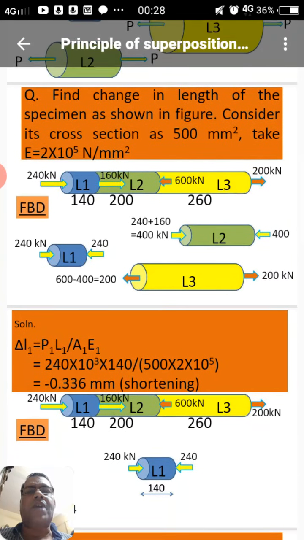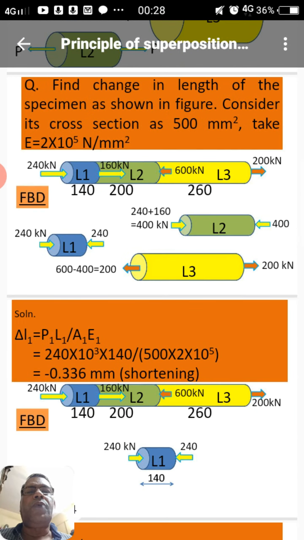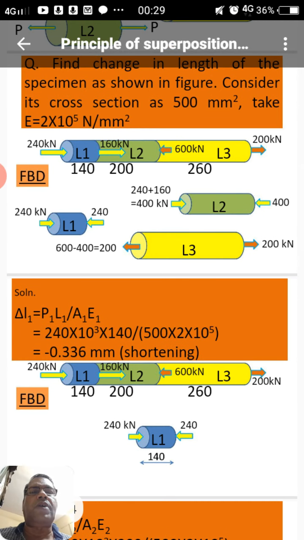Now to better understand this principle, we can take a numerical problem. Find change in length of a specimen shown in the figure. Consider its cross section as 500 mm square. Take E value 2 × 10⁵ Newton per millimeter square. Now the bar diagram is given, having L1, L2, L3, the lengths are 140 mm, 200 mm and 260 mm. The forces are shown at each section, both ends as well as the intermediate ends.